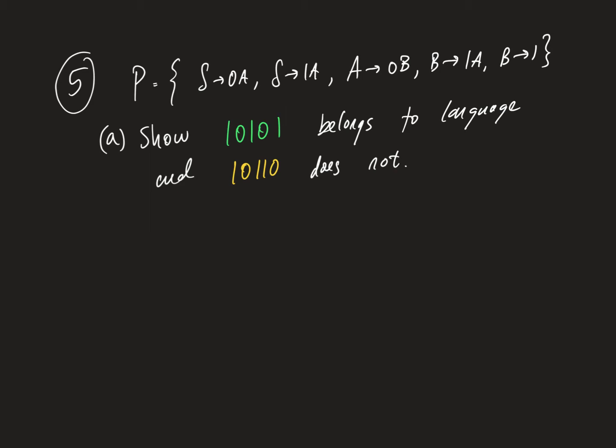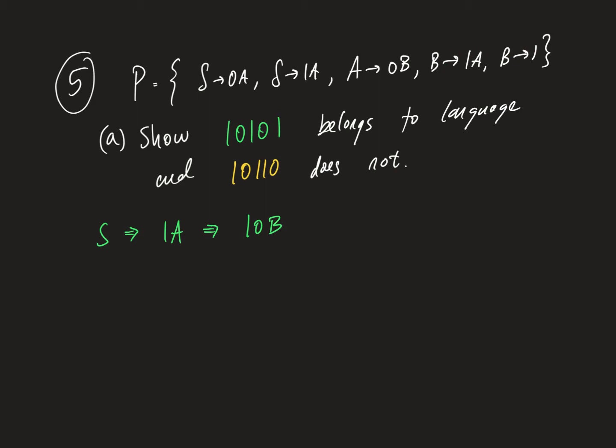Okay, so first, since it starts with a 1, we're going to use this production first. So we always start with the starting symbol, and then we're going to go to 1A. Now, the next bit is a 0, so I can use this production where A goes to 0B. And then I need a 1, and B goes, but we don't finish at 1, so I need to use this production, not this production.